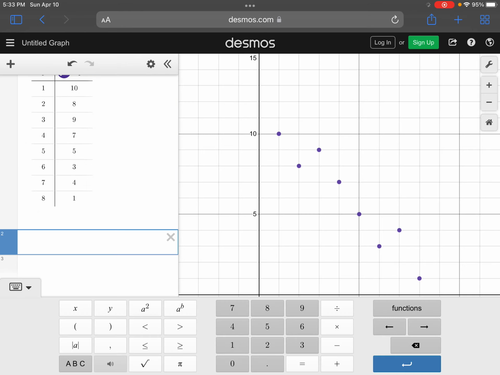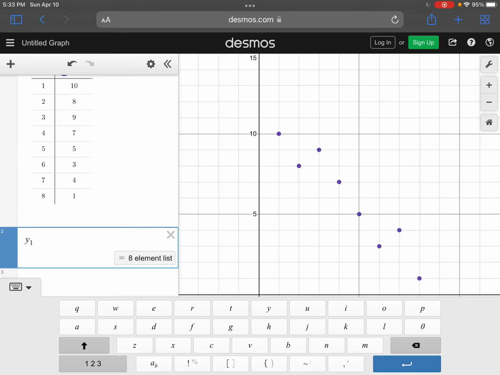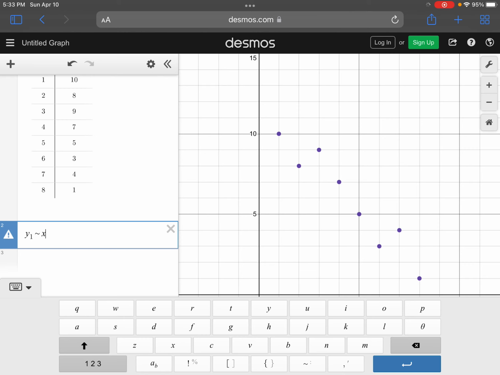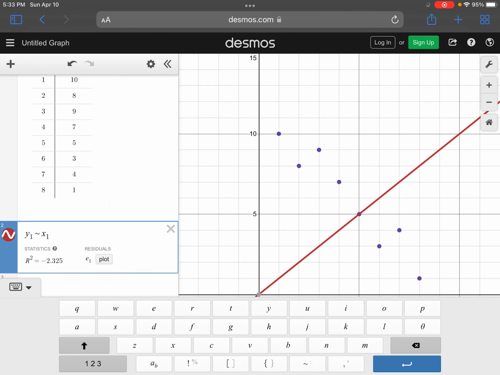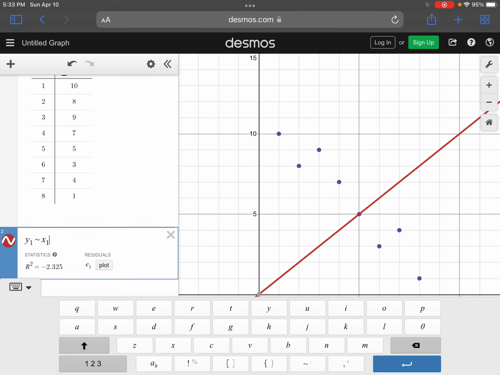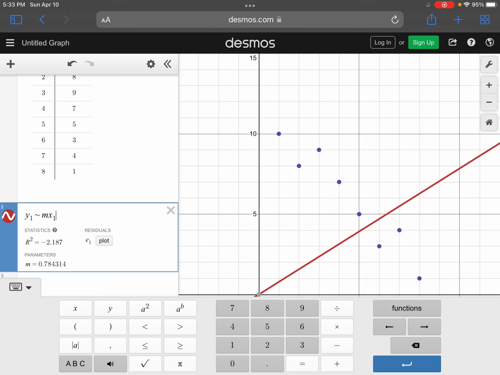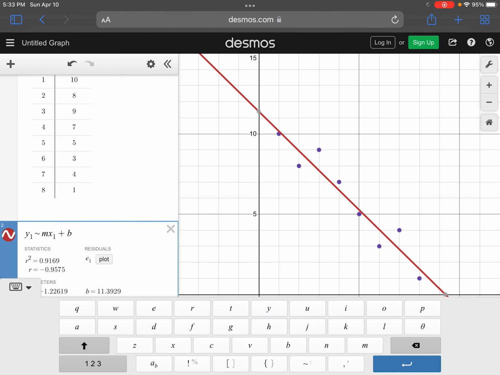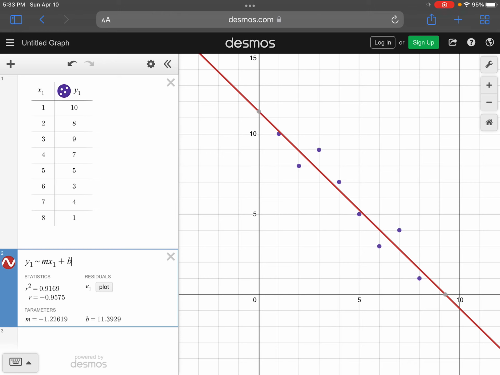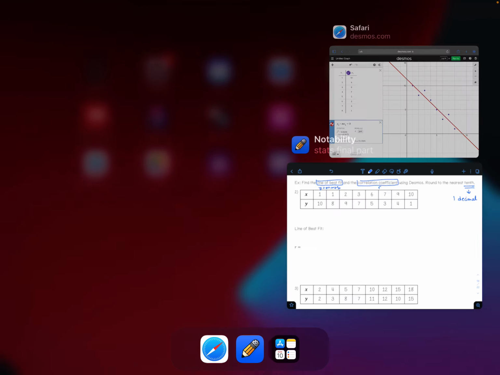And then in line 2, I'm going to type in y1 tilde m x1, plus b. Oops, I forgot my m. And when I do that, Desmos gives me all the information I need. So my correlation coefficient is negative 0.9575. We want to round to the nearest tenth, so that's going to be rounded to negative 1.